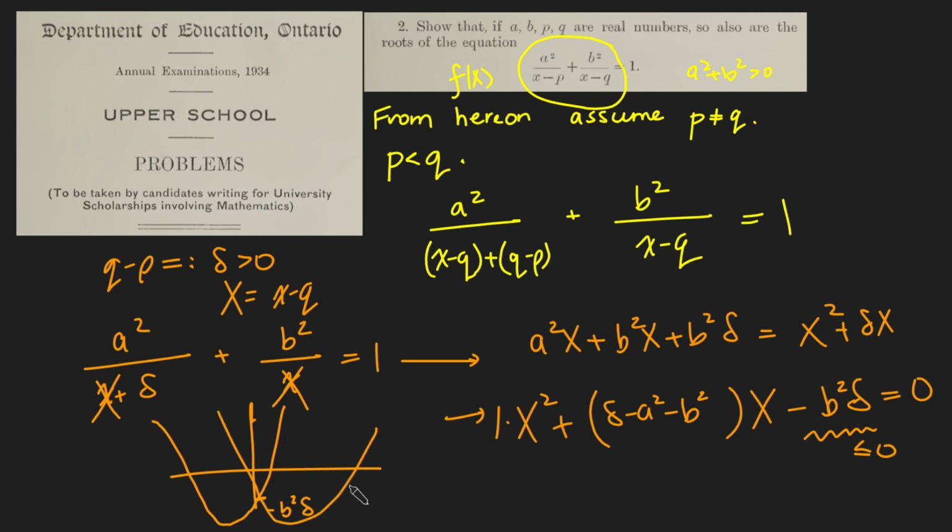To be honest, I don't really care that much. I just care about the fact that it must cross the x-axis at 2 points, and therefore it has 2 real roots. So capital X has 2 real roots. So if I just add q to those roots, that's going to give me lowercase x, which is still going to be a real number. And so therefore my equation here is guaranteed to have real roots. So this is my solution to this problem.